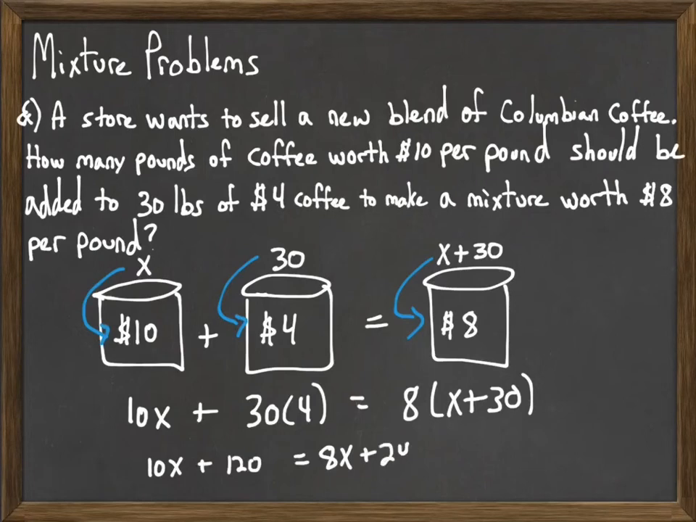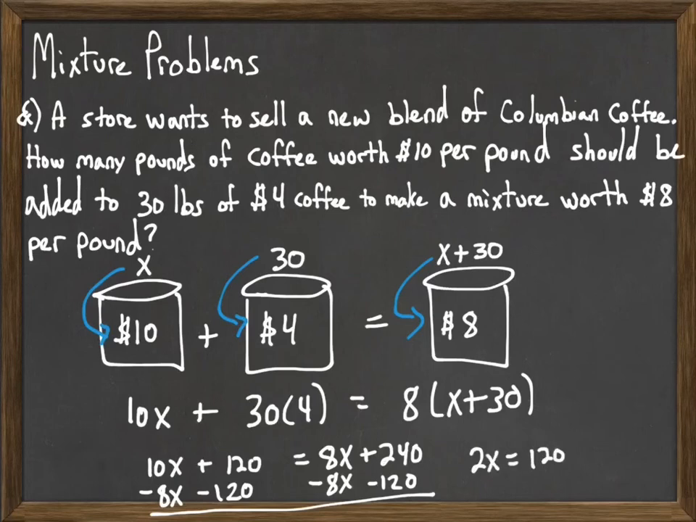So simplifying, 30 times 4 is 120, and then distributing here, 8 times x would be 8x, 8 times 30 would be 240. And so at this point we have an equation to solve for x. So we want x on one side, so I chose here to subtract off the 8x from both sides. While I'm at it, I'll go ahead and move that 120 over to the other side as well. Okay. And then I simplify.